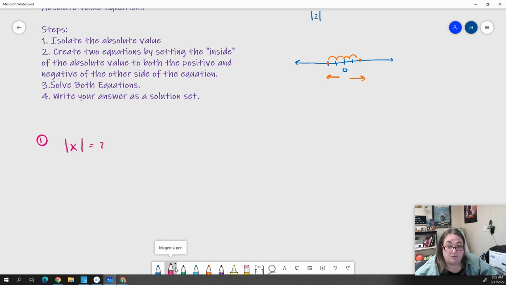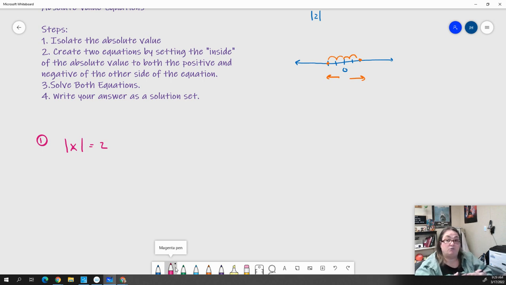So for the very most basic of problems, if I have the absolute value of x is equal to 2, we've already kind of seen that, right? We know that that means I could take that x and it can go 2 in this direction or 2 in this direction. But when we're solving it mathematically, it says isolate the absolute value. This absolute value is isolated. It is the only thing on this side of the equal sign, right? There's nothing added or subtracted to it, on the outside of it. Everything that's on that side of the equal sign is between those 2 lines. So step 1 is done for us already.